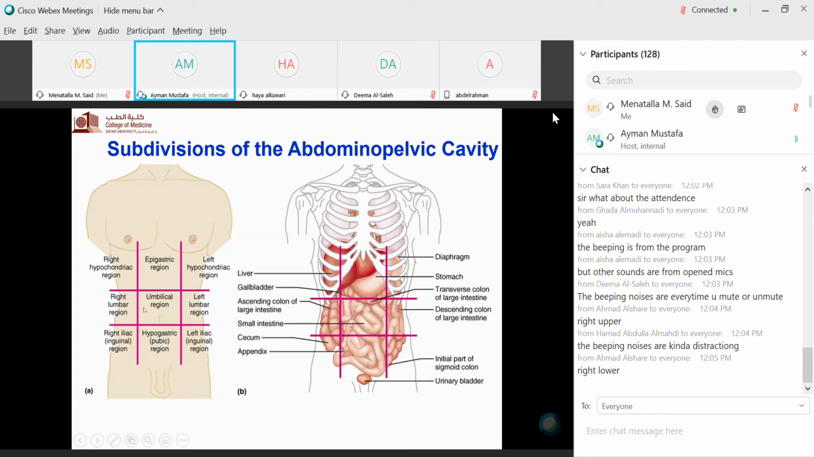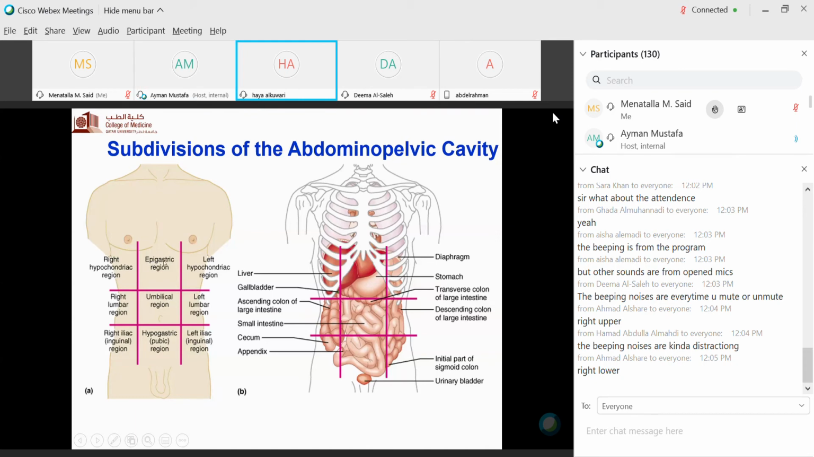1, 2, 3, 4, 5, 6, 7, 8, 9. How do we do so? We draw two horizontal lines and two vertical ones. When you learn more anatomy, you will know exactly the location of these lines. For the time being, we want to know that we divide it into 9 regions. The names of the regions, I expect you to know. Let's begin with the top three. In the middle, it's the epigastric region.